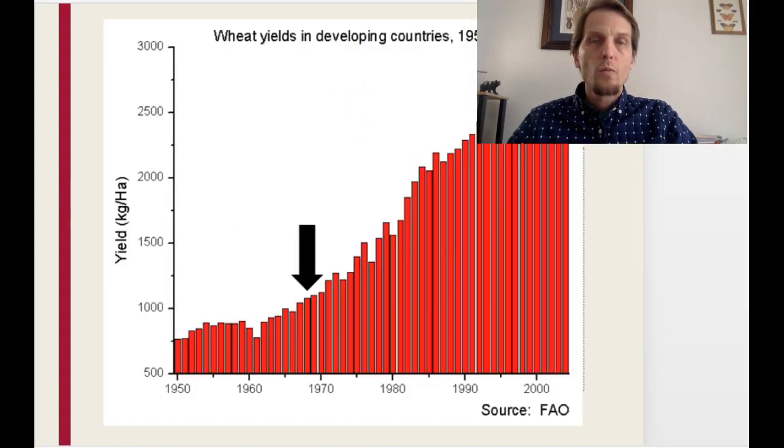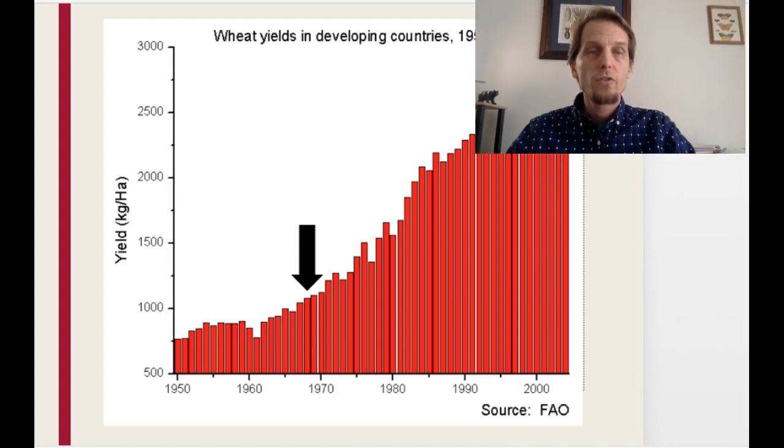So here you see wheat yields in developing countries from 1950 to 2004. You can see this curve here, how it shoots up. We had up and down, but around 1970, and really between 65 and 70, we had an increase, and then just dramatic increase in wheat yields. This saved millions, billions of people from starvation. This comes from the Food and Agriculture Organization. Look at this one.